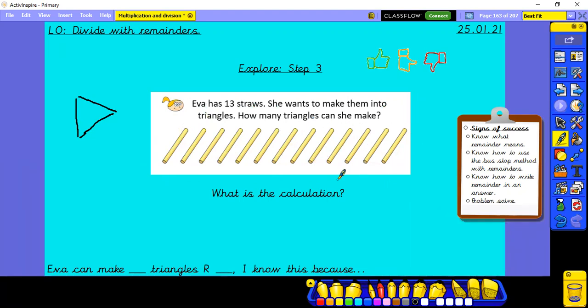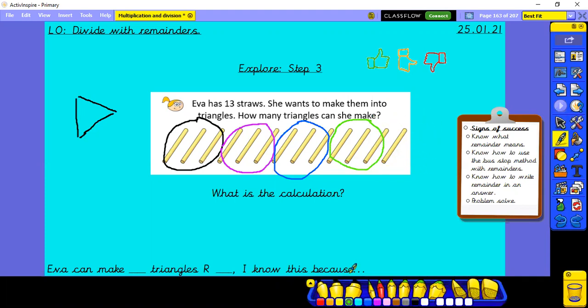So let's have a go at grouping. So I know there's 3 straws here, so I'm going to put them together in one group. Then if I look to the right, there's 3 more, so I'm going to put them in their own group. Okay, let's have another look. 1, 2, 3. I'm going to group those together. And 1, 2, 3. There's another group. Oh, but I only have 1 here, so I can't make another group of 3.